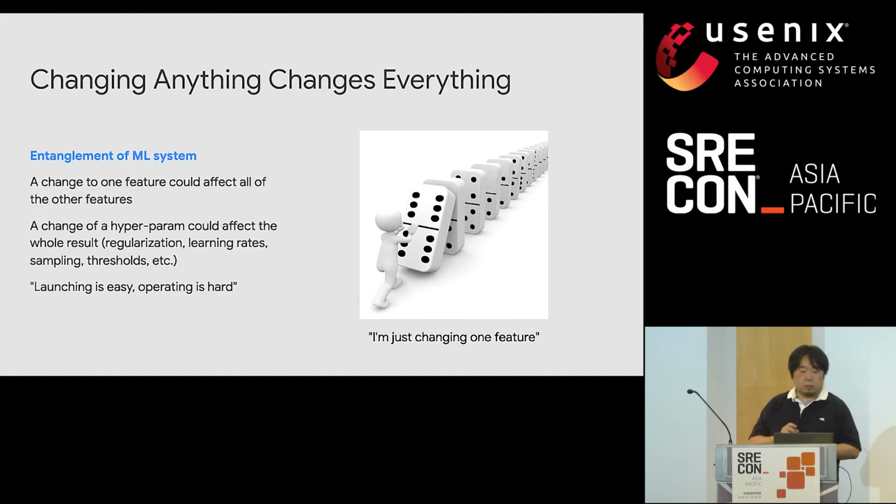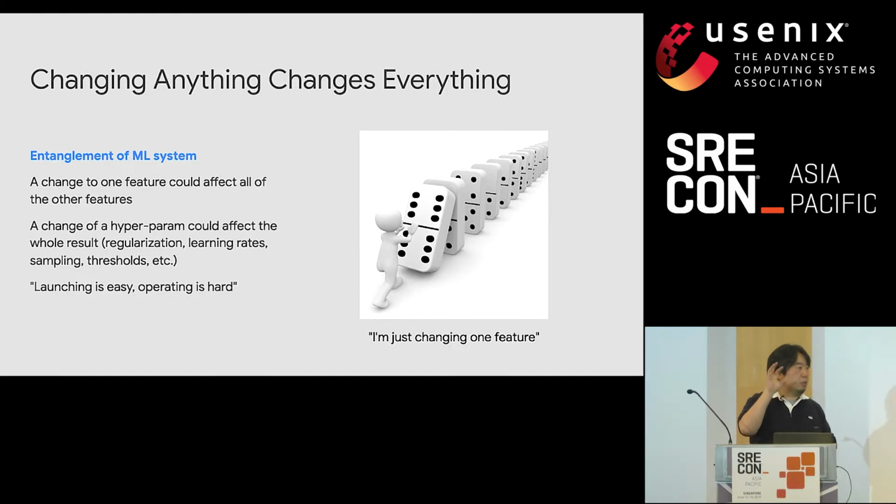So another anti-pattern could be "change anything changes everything," or CACE. This is caused by the entanglement happening inside ML systems. I suppose many people have experience running the usual web-based systems or non-machine learning systems. But if you are bringing a machine learning model into your systems, there could be some unexpected things happening in production or while operating.